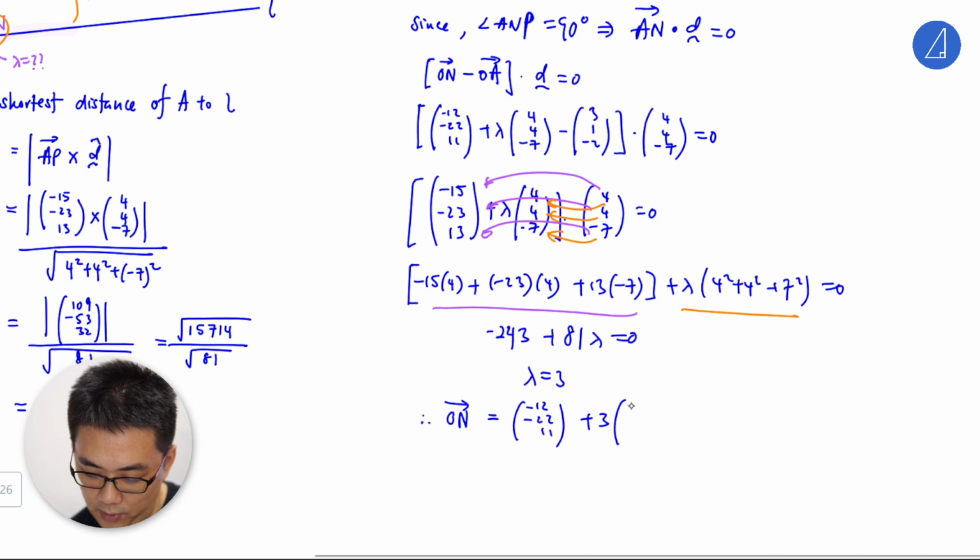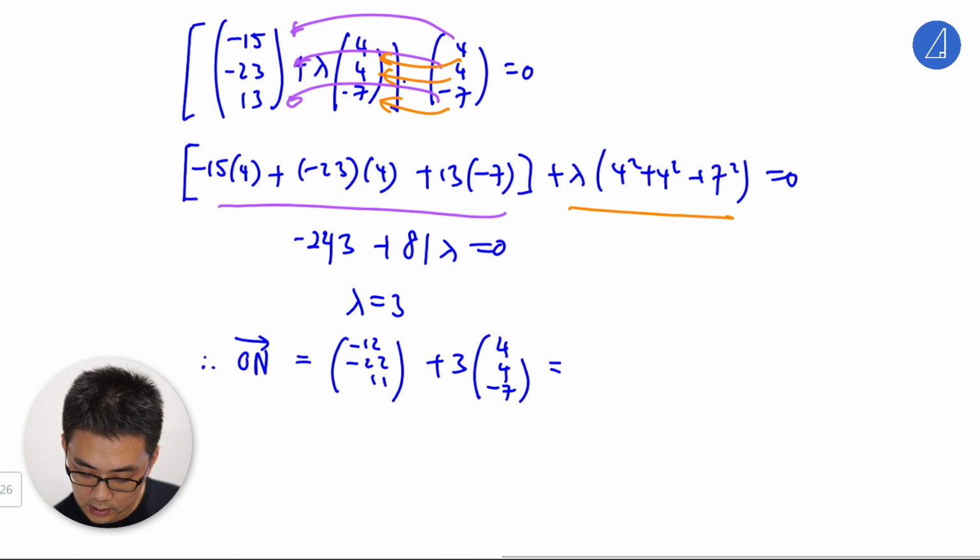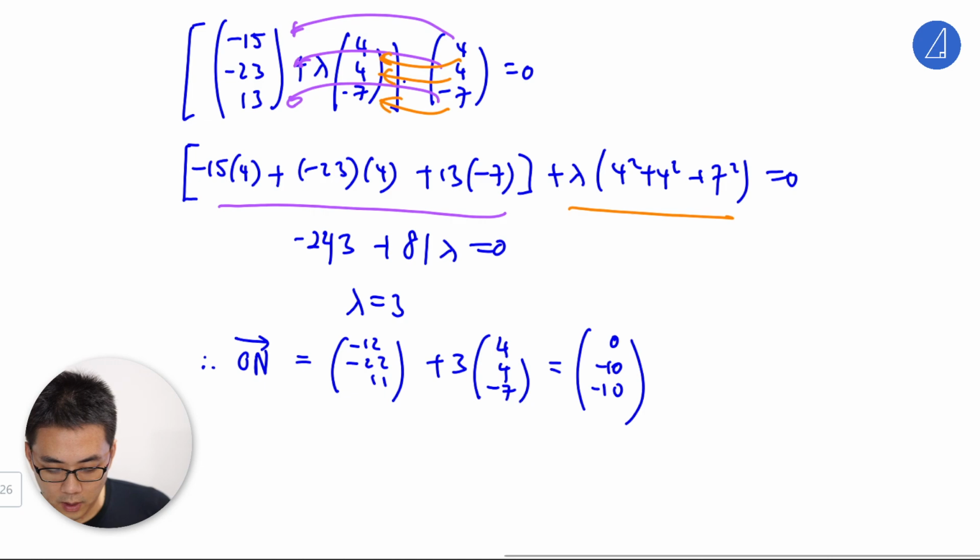Some of the answers may be wrong. If it's wrong, you just let me know. We can just work it out. So this is 0, minus 10, minus 10. That's ON.